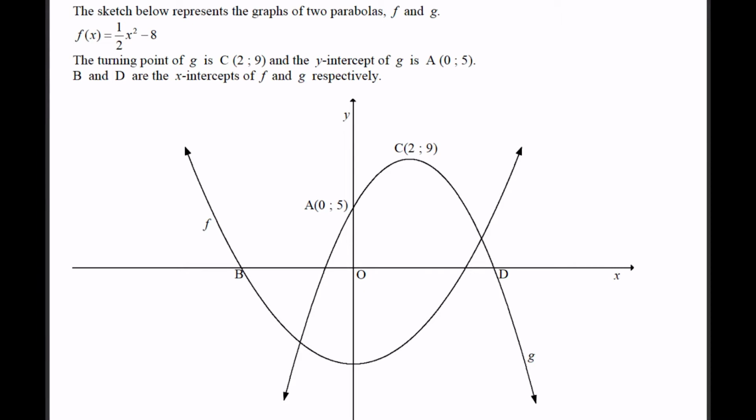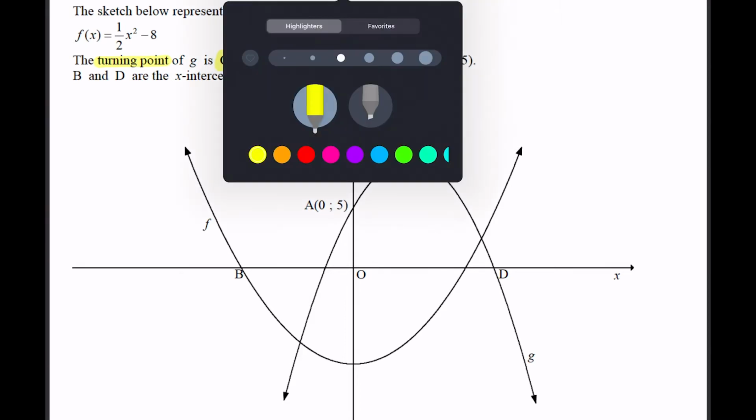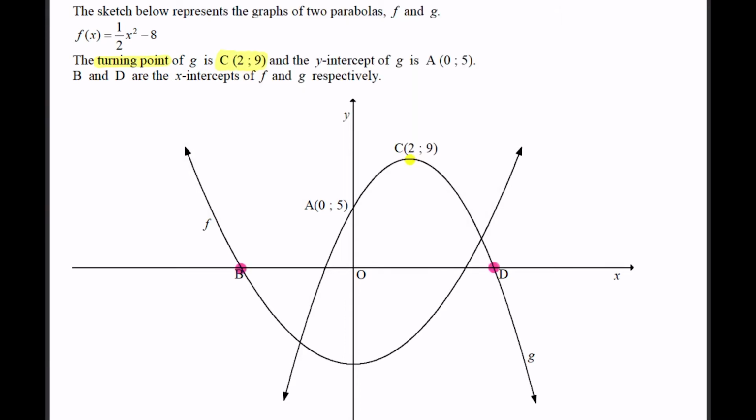So the information that we have, we just need to make sure that everything is put onto the diagram. We have C being (2, 9), and it says that that is the turning point. So I know that the C point over here is the turning point of this graph. The y-intercept of g is A (0, 5). B and D are the x-intercepts, and at those points, the y value is 0 for both of them.